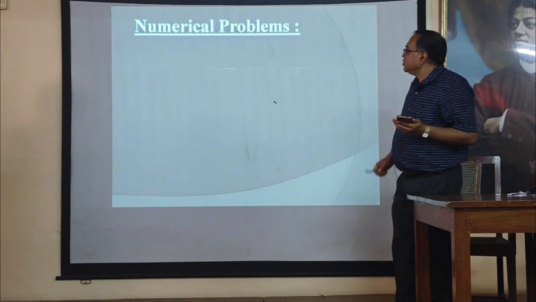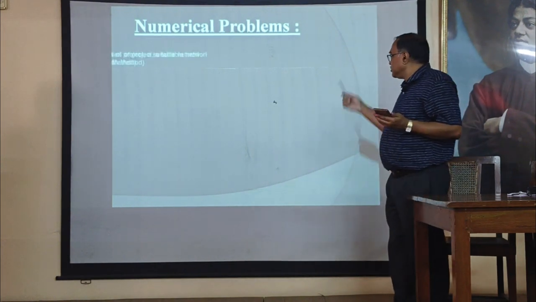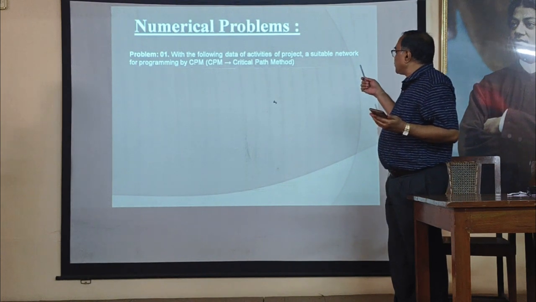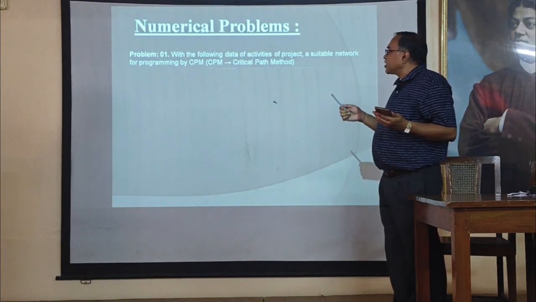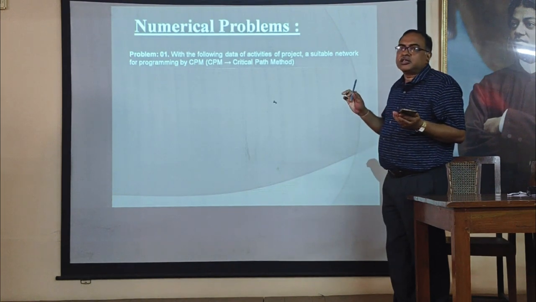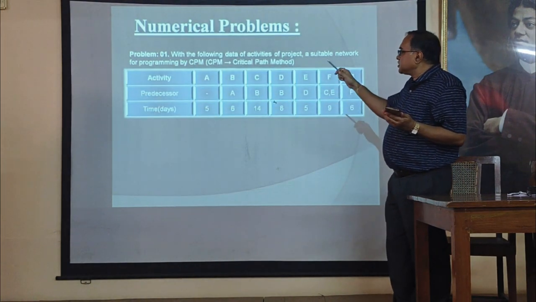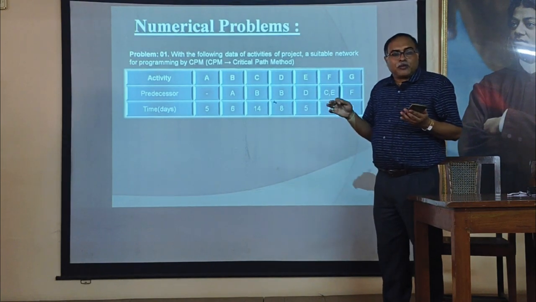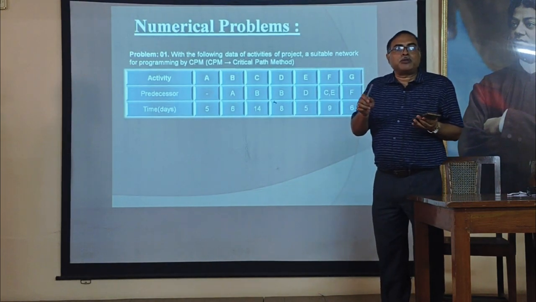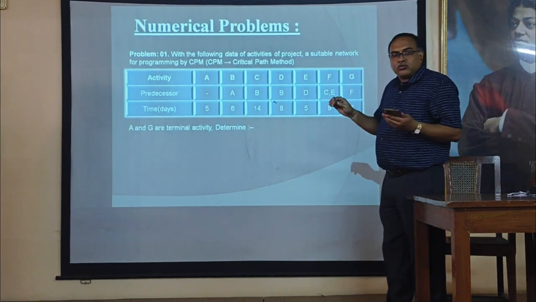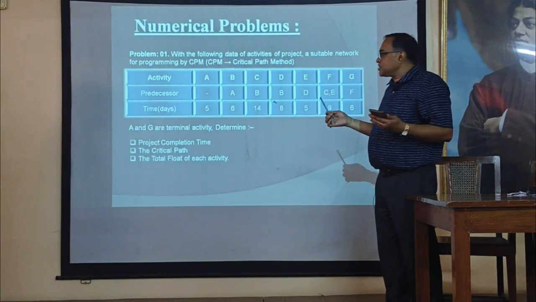Now, numerical problem number one. With the following data of activities of a project, draw a suitable network for programming by CPM. CPM means critical path method. Next, these are the given problem data. We have already solved this problem in the previous class. Now, we shall explain this again.